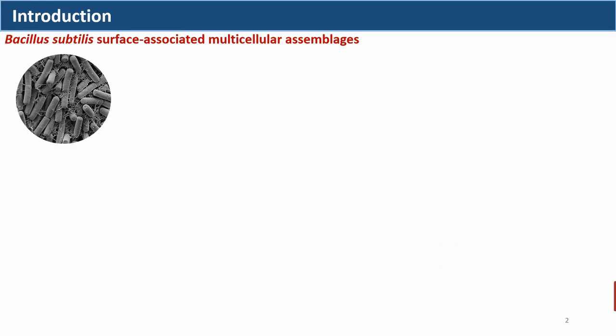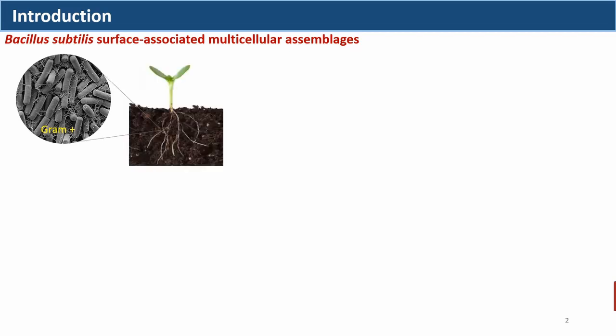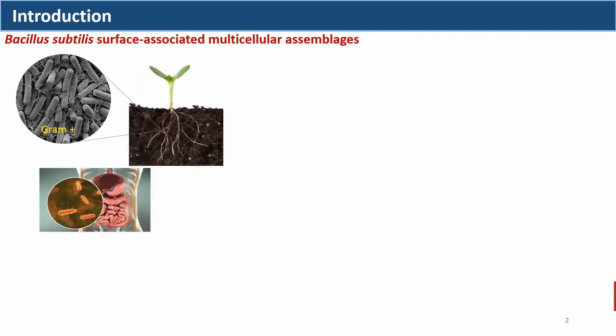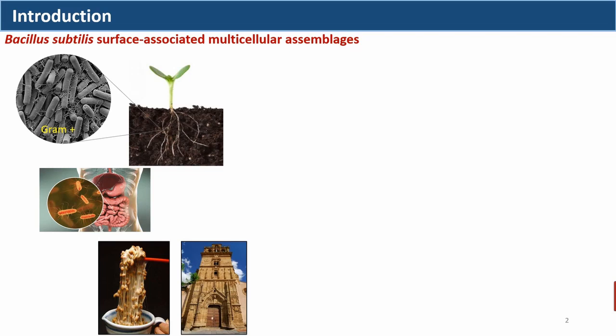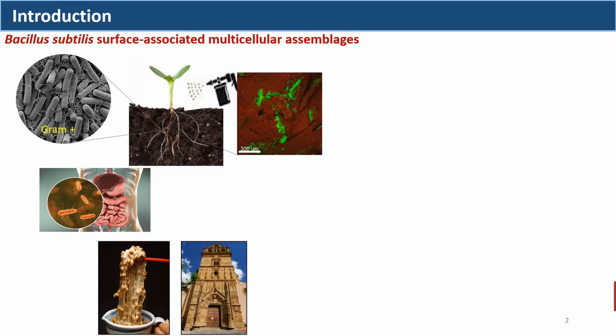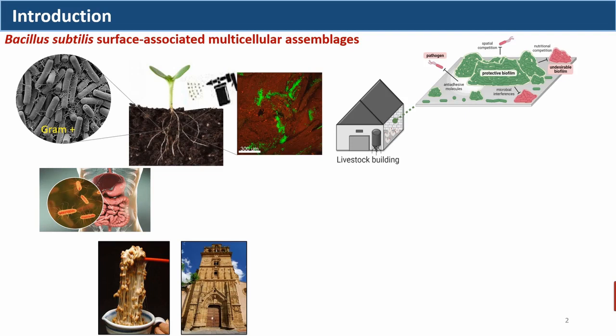So to start, surface-associated multicellular assemblages, known as biofilms, are recognized as the predominant bacterial lifestyle in nature, where Bacillus subtilis is a gram-positive spore-forming bacterium, which is frequently found in the soil and digestive tract, and has been exploited by several man-made applications, such as fermentation of food, restoration of historical buildings, commercial use as a biocontrol agent, and also as a bioprotective agent for positive surface colonization.